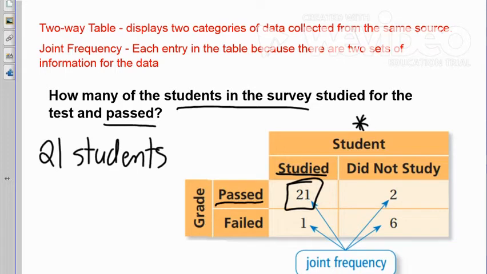Okay, so again, if you need to go back and write down those things, the joint frequencies, again, each entry in the table because there are 2 sets of information for the data.